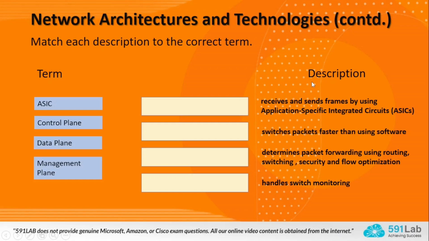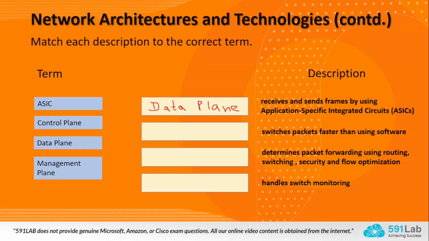So now we'll read out these descriptions. Receives and sends frames by using application-specific integrated circuits. Okay, this is receives and sends frames. That means it's a forwarding function. So who is doing the forwarding function? That is the data plane. Let me write this. Okay, this is data plane.